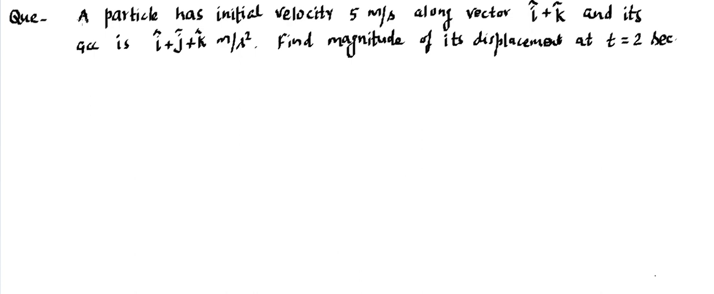So let me give one question to you to solve, and the question is written over here. It says a particle has initial velocity, which is 5 meter per second. Direction is given, so this velocity is in this direction, and its acceleration is also known to us, and we need to find the displacement's magnitude in this time, that means t equal to 2 seconds. So you just solve it and give the answer in the comment section, and use the vector equation that we have just talked about.